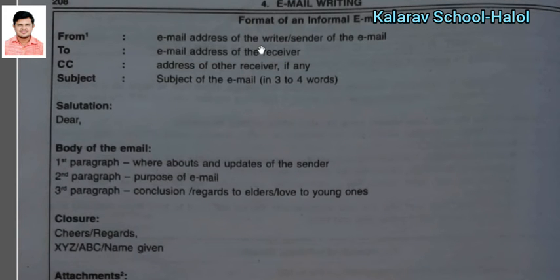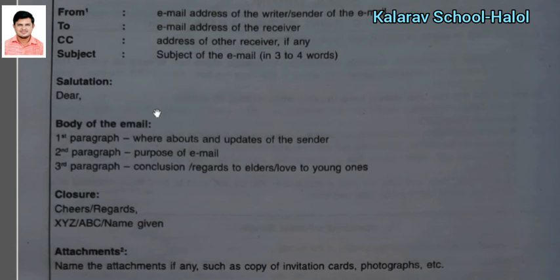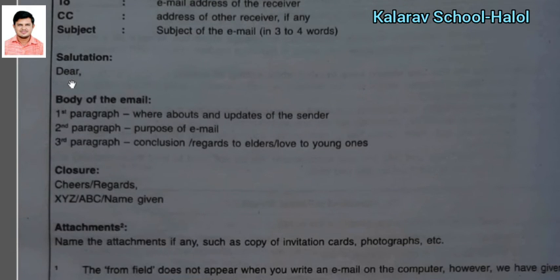Now, the format of informal email writing. While you are writing an informal email, first of all, the email address of the writer or sender. Number 2 is the email address of the receiver, same as the formal letter, and the CC address of the receiver. If any, the subject of the email in 3 or 4 words, same format as the formal letter, firstly that will come in the informal letter. Then after that, the salutation: you have to write Dear and only the name.